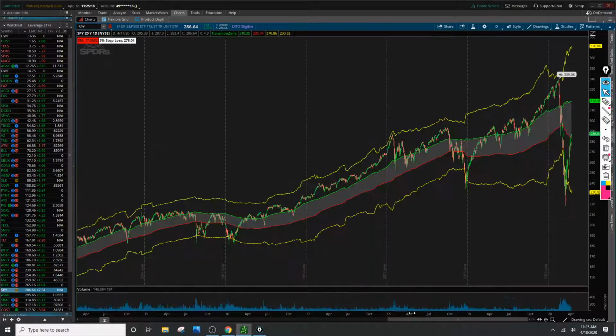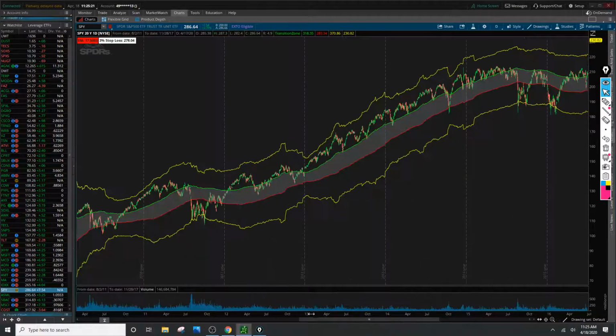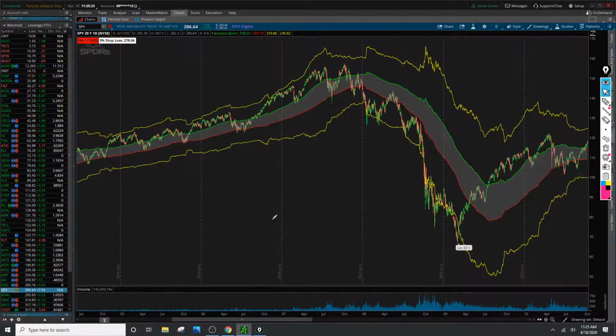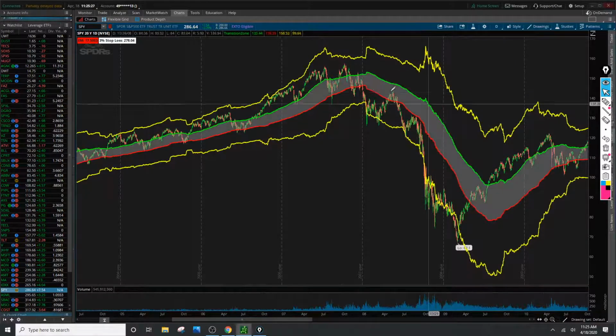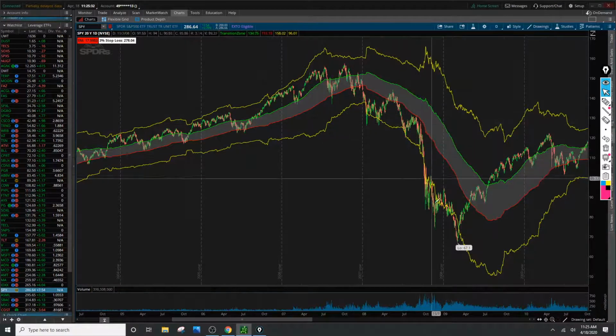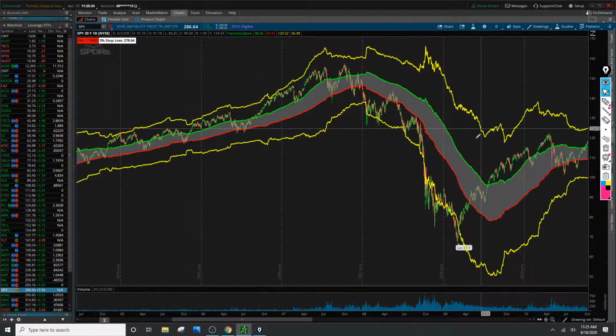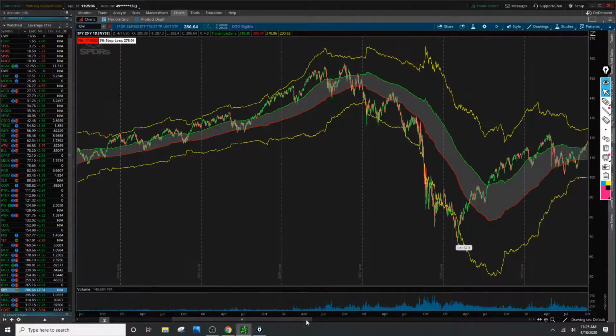We can even go back. This is why I like seeing the long-term history of the market. You can see here that in the 2008 and 2009 crash, we pushed below it, we pushed back up. We pushed below it, we pushed back up. It's just the natural progression of how this movement works.